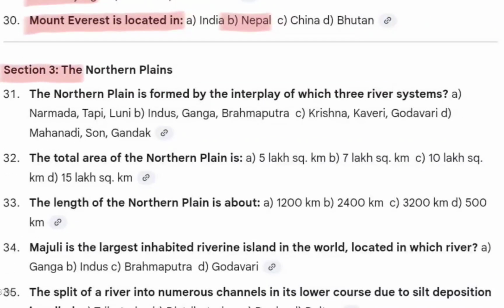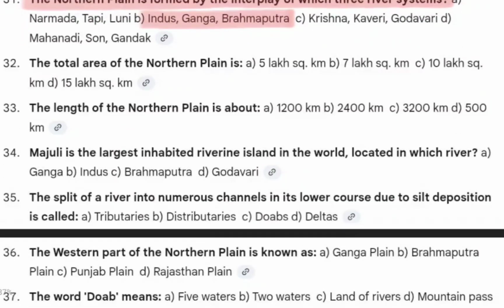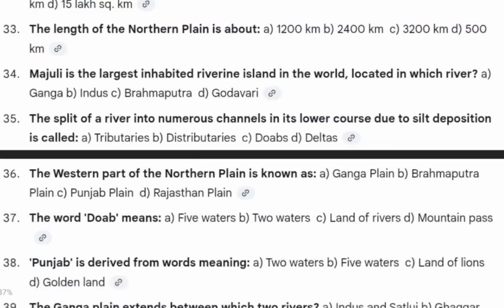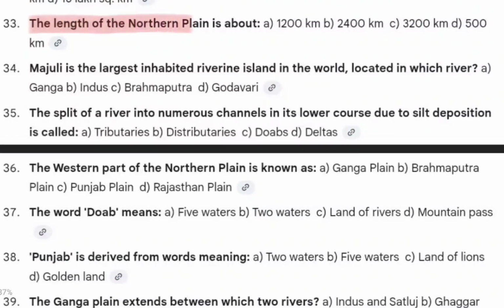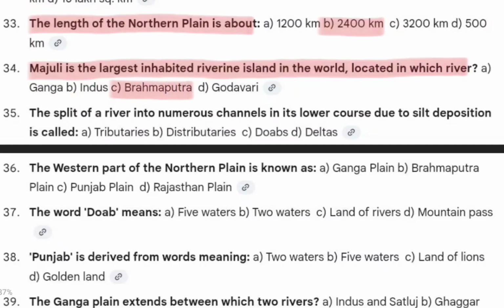Section 3. The northern plains. The northern plain is formed by the interplay of which three river systems? So answer will be Indus, Ganga, Brahmaputra. The total area of the northern plain is 7 lakh square kilometer. The length of the northern plain is about 2,400 kilometer. Majuli is the largest inhabited riverine island in the world. Located in which river? So answer will be Brahmaputra.